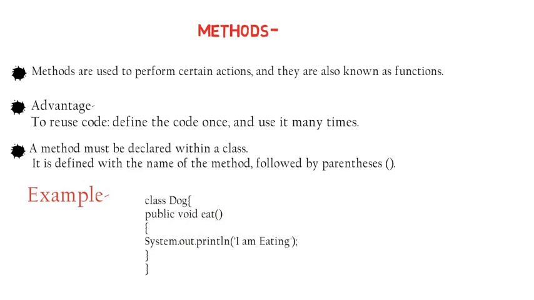A method must be declared within a class. It is defined with the name of the method followed by parentheses. The example is class Dog, public void eat, System.out.println I am eating. The class is created, and then the method named eat is included in it. What it is doing is just printing I am eating. So this is all about methods.